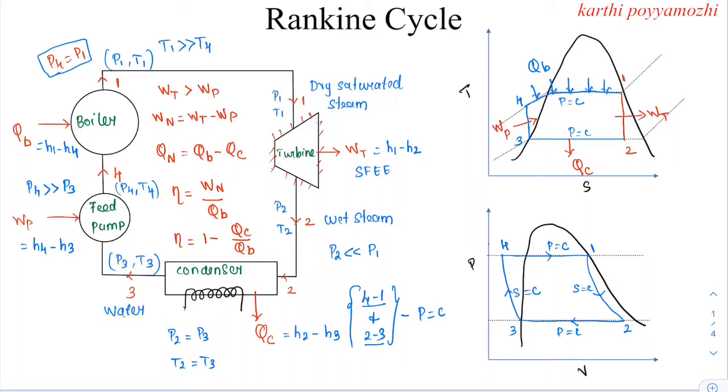1 to 2 is the work done by the system, that is, done by the turbine, and 3 to 4 is the work done on the feed pump. 2 to 3 is the heat rejected from the system, which is QC, and 4 to 1 is the heat added to the system, that is, to the boiler, which is QB.